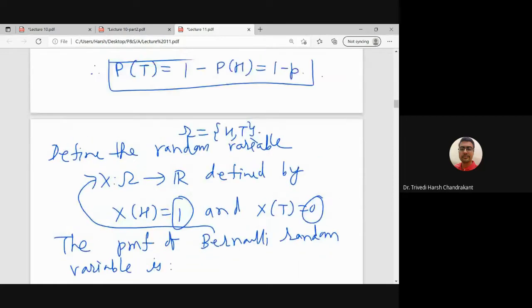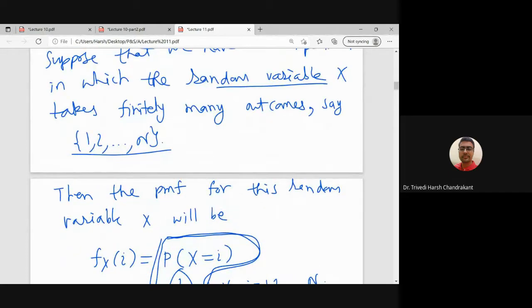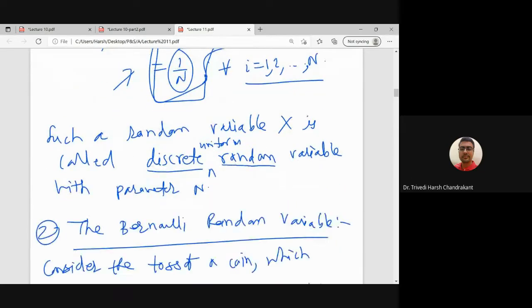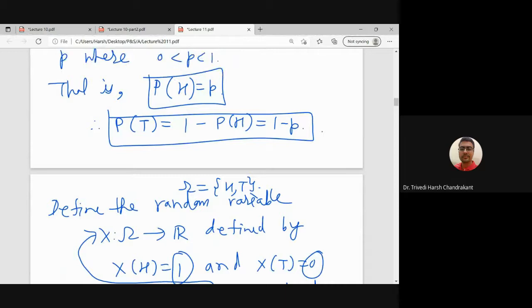So when we take the trial here, if we take a dice, then we know that the probability will be 1 by 6. If we roll a die, then the probability of every outcome of the random variable will be 1 by 6. Same way here, we define only head and tail, so p and 1 minus p.